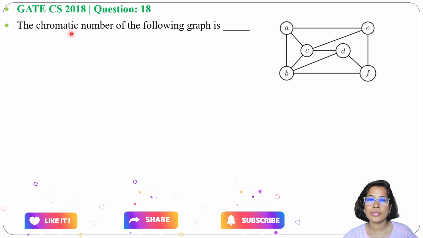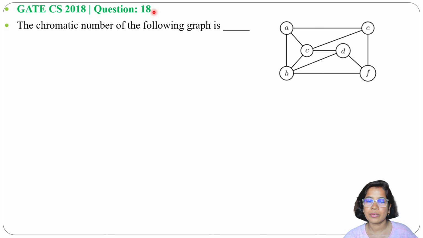Let's solve one previous question of graph theory. This question was asked in GATE CS 2018, question number 18. The chromatic number of the following graph is dash. This is the graph and it is asking for chromatic number. Chromatic number is the minimum number of colors required to color the graph.